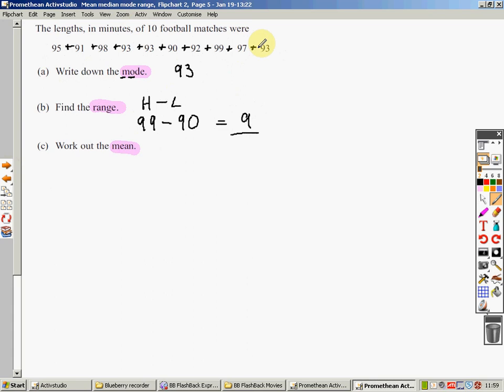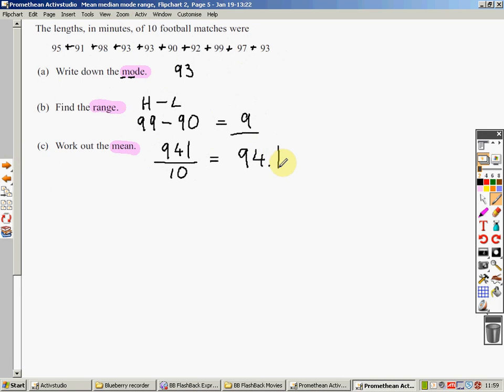I mustn't now do divide by 10. I must press equals first to get the total, and I write that total down. So it's 941. I'm going to divide that by 10, and that should equal 94.1. I've not actually checked this yet.